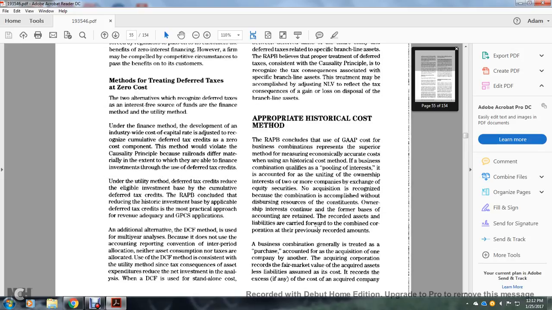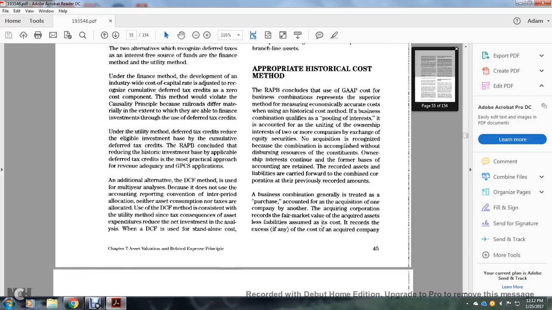Appropriate historical cost method. The Railroad Accounting Principles Board concludes that generally accepted accounting principles cost for a business combination represents the superior method of measuring the economically accurate cost. Historical cost methods are used where a business combination qualifies as a pooling of interests, which is the uniting of the ownership interests of two or more companies by exchange of equity securities. No acquisition is recognized because the combination is accomplished without disbursing assets. The ownership interests continue with the former basis of accounting retained, with recorded assets and liabilities carried forward by the combined corporation at previously recorded amounts.